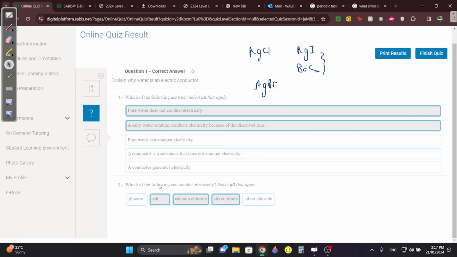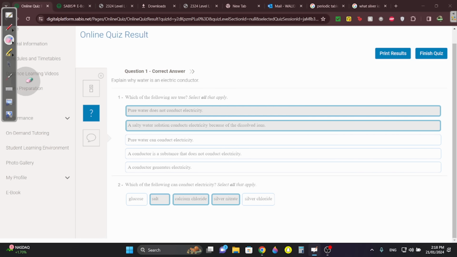Okay, which of these can conduct electricity? Salt, obviously. Calcium chloride, obviously, because it's an ionic compound. Silver nitrate, also an ionic compound. Every ionic compound can conduct electricity, except these four that I wrote here. And there's more, but these are the four that you need to know. Glucose is not an ionic compound because it is a molecular compound, C6H12O6. Silver chloride is AgCl, and we said these ones do not dissolve.